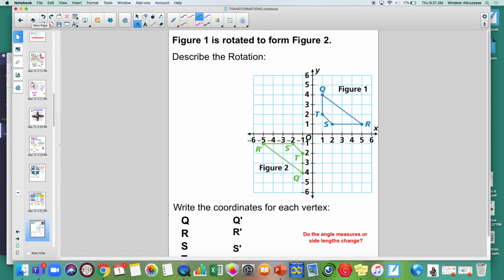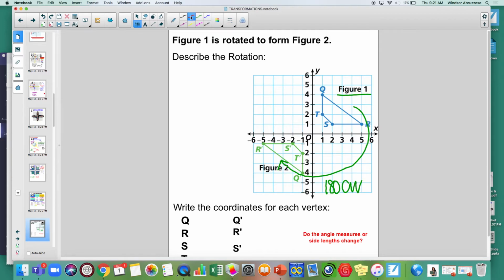Figure 1 is rotated to form figure 2. Describe the rotation. So here's my pre-image, number 1, and I have rotated it to figure 2. So the first question is, should I go clockwise or counterclockwise? Well, if I go clockwise, I go 90, right, to this quadrant, and 90 more. And this is where I land. So that's 180 degrees clockwise.